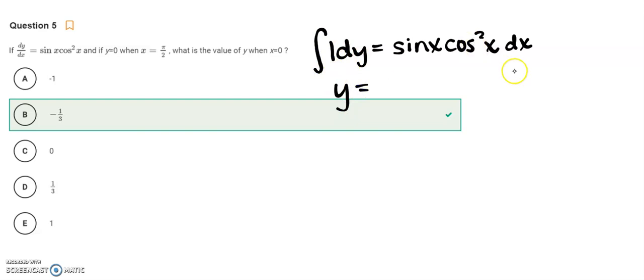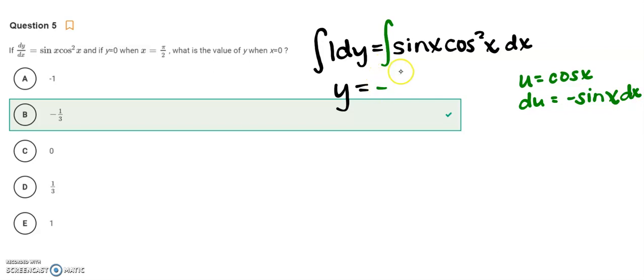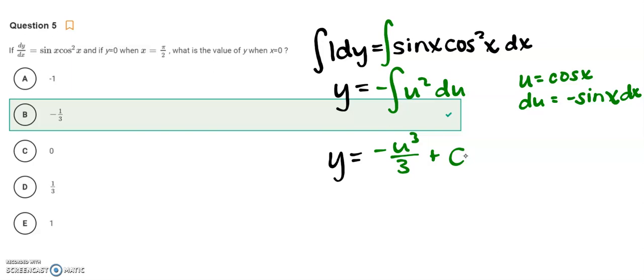This is going to require a u-sub. And we want to pick the one that is a function within a function. So u is equal to cosine x. du then is equal to negative sine of x dx. So when I go through to make my adjustment, this will be negative integral u squared du. So now I have y equals negative u cubed over 3 plus c. And then I'm going to replace my u. So I have negative cosine cubed x over 3 plus c.